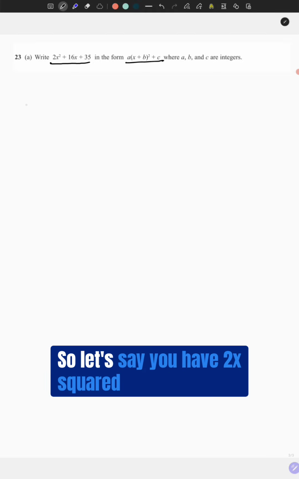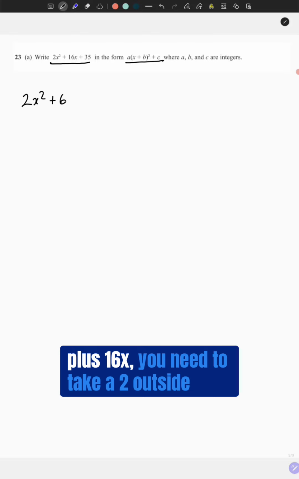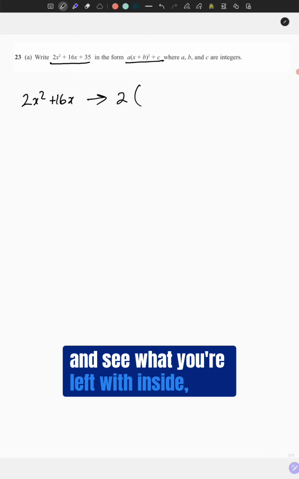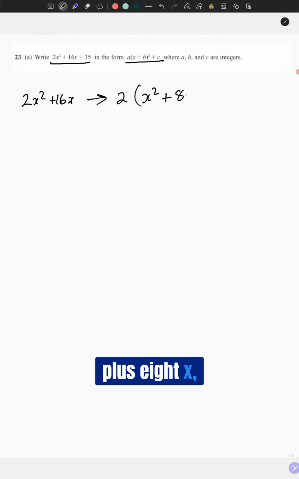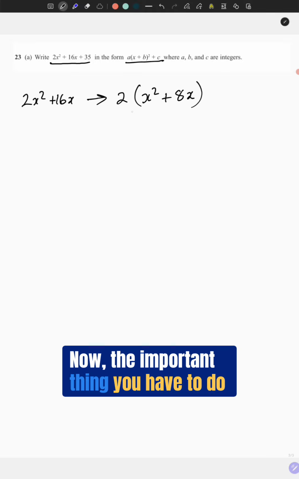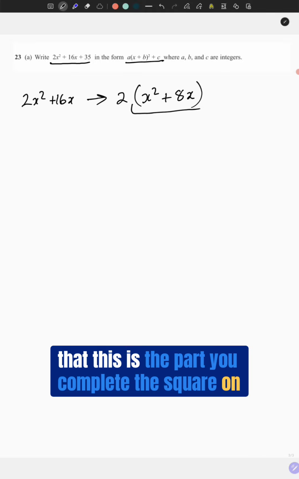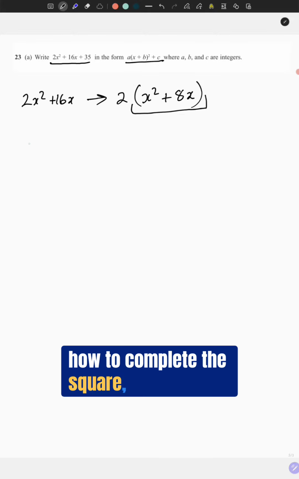You factorize it. So let's say you have 2x squared plus 16x. Now you need to take a 2 outside and see what you're left with inside, which will be an x squared plus 8x, like this. Okay? Now, the important thing you have to do here is that this is the part you complete the square on.